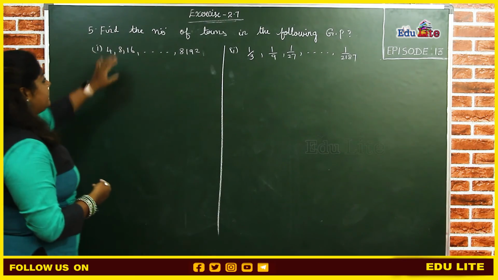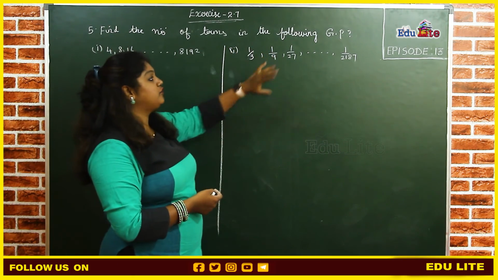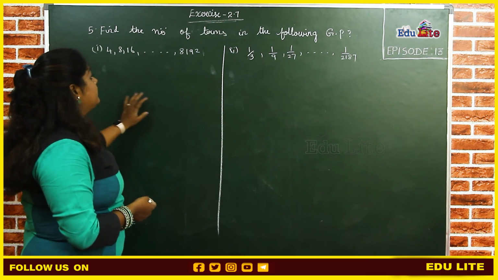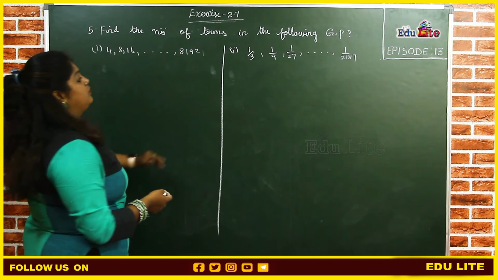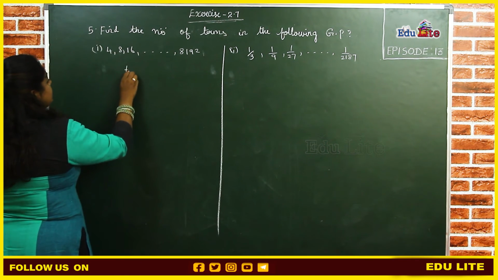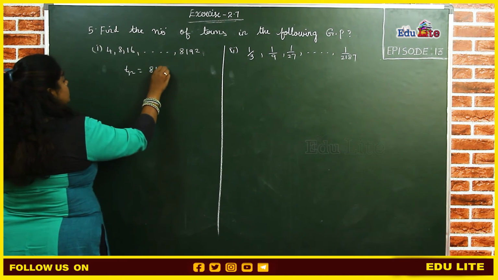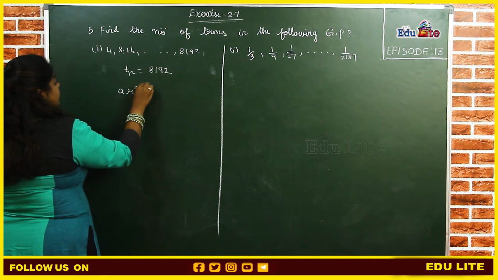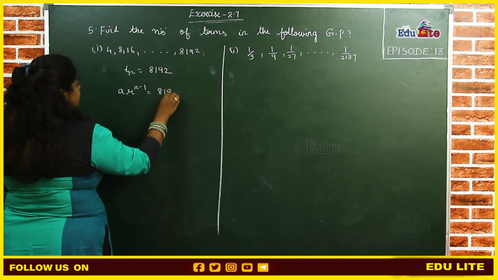In the fifth problem, we have to find the number of terms in the following GP. We are given the GP, and we have to find the number of terms. Number of terms means we have to find the value of n. So in this problem, the value of Tn, the nth term, is given, which we can write as 8192. The Tn formula is a r power n minus 1 is equal to 8192.